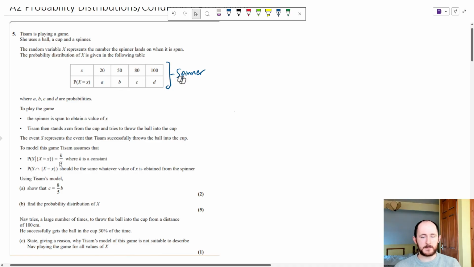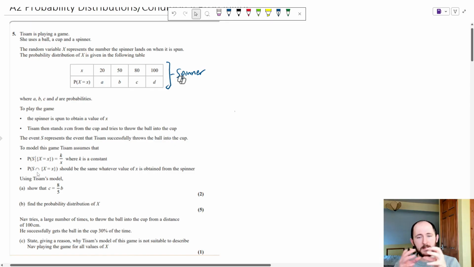Now, this probability does make sense. If you look at it, k is a constant and it divides by the distance she stands away from the cup. As you can imagine, the further away you stand from the cup, the lower your probability, which is exactly what this is saying here. The probability that she gets the ball into the cup is equal to some constant divided by the distance. So the further away she stands, the lower the probability. So if she's 20 away, that'd be k divided by 20. But if she's 100 away, that's k divided by 100. It's a smaller probability. That makes complete sense to me.